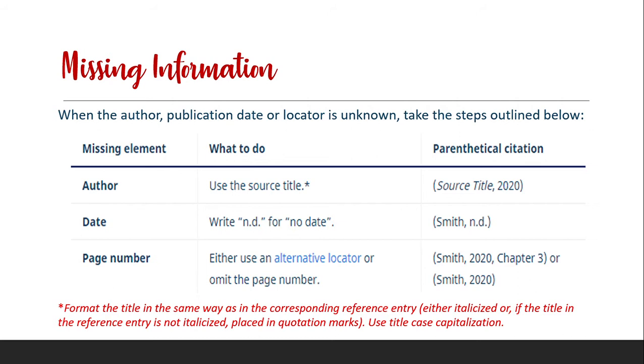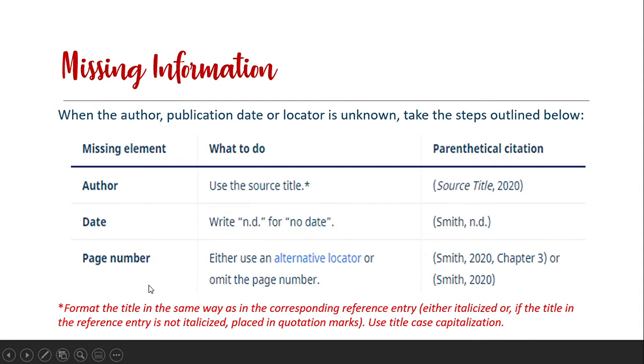that you use for your in-text citation, either italicized, usually that's in the title of books, or if the title in the reference entry is not italicized, place it in quotation marks. And you always have to use title case capitalization. If the date is missing, then you use n.d., which stands for no date. This is the example there.